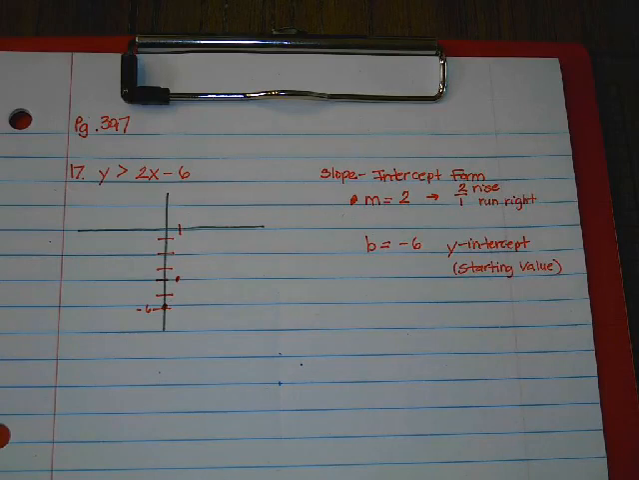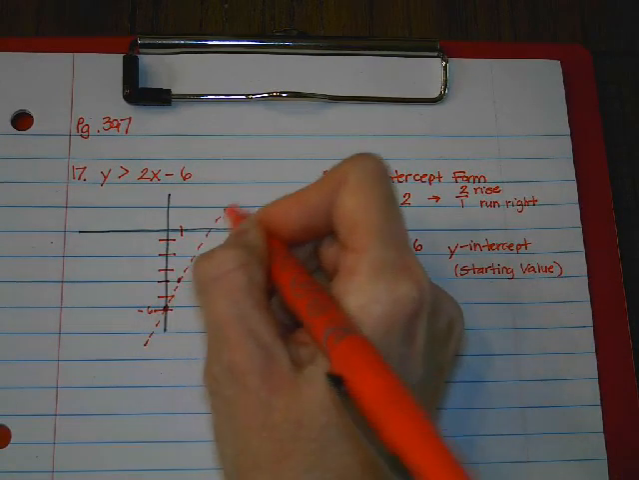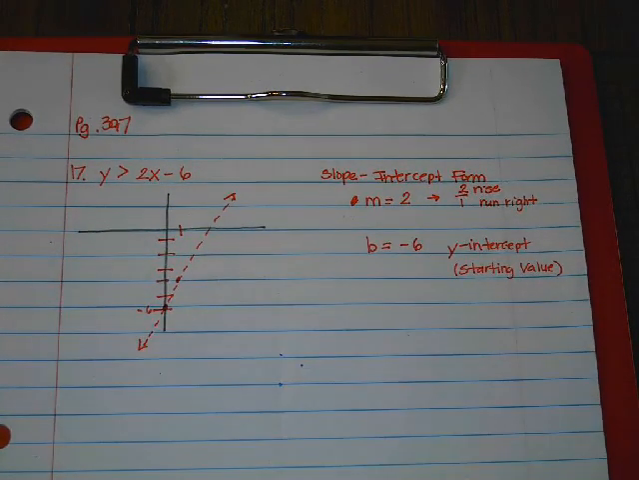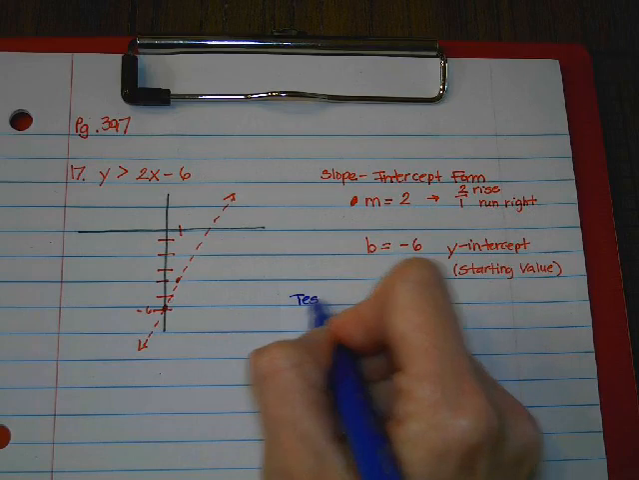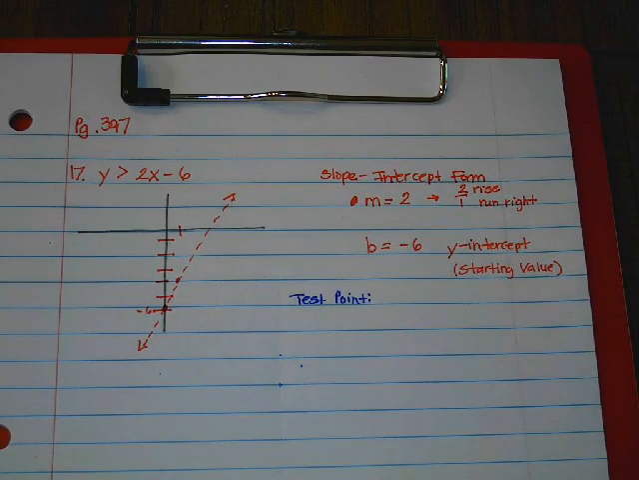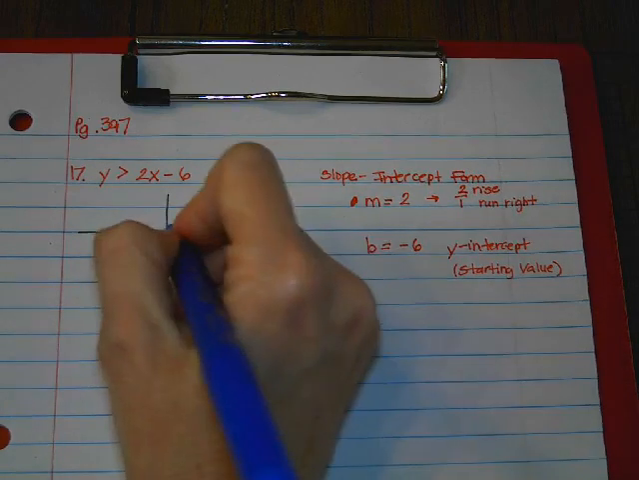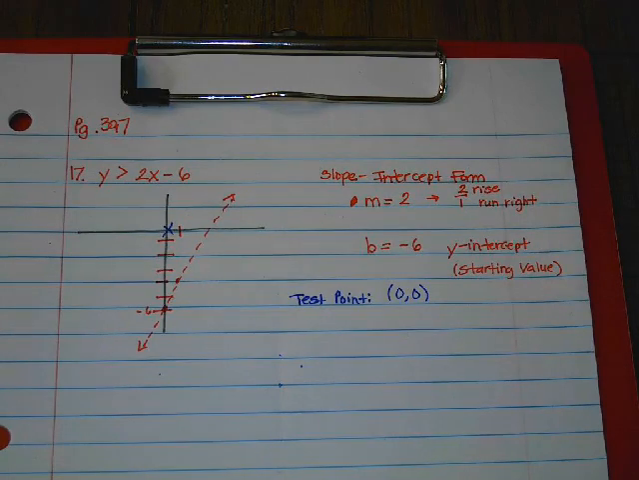Now based upon my inequality, will I select the solid line or the dotted line? What do you think, Ava? Correct, the dotted line. Fantastic. So I'm going to have a dotted line. Now that I have my dotted line, what do I need now, Cheyenne? Correct, I need a test point. All right, Ethan, what do we want our test point to be? That's right, I want it to be 0, 0 because our line does not pass through 0, 0.